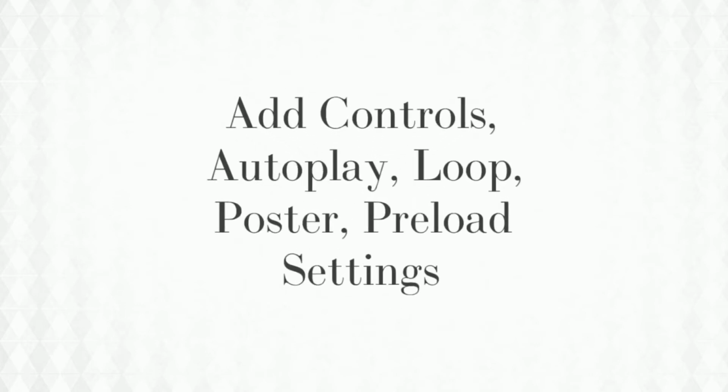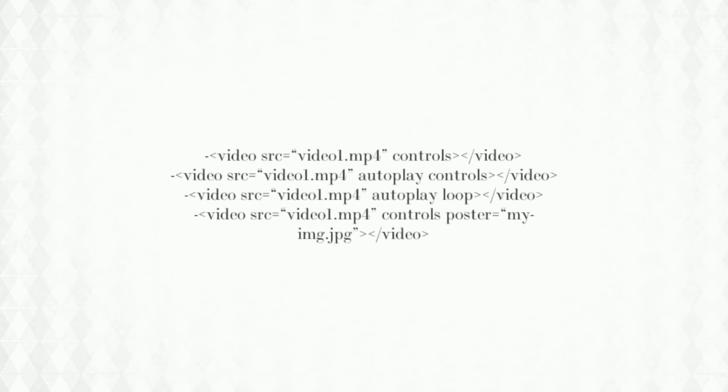Now we're going to learn how to add controls, autoplay, loop, posters, and preload settings. Here are a few examples of the video tags. If you wanted to put autoplay, a loop, or a poster in your video, you open the video tag, make sure you put the source, and if you're adding a poster, make sure you know where the poster's file and name is, and make sure you also close the video tag.